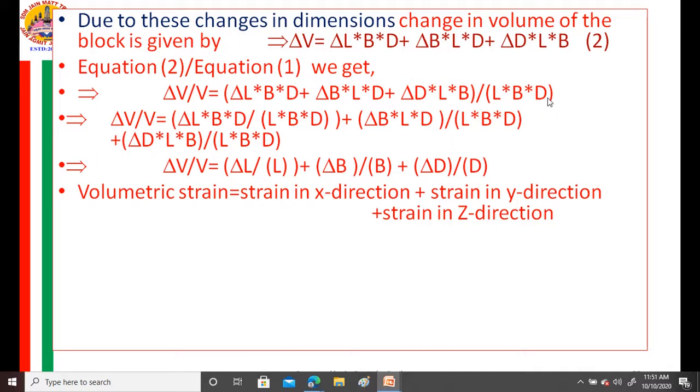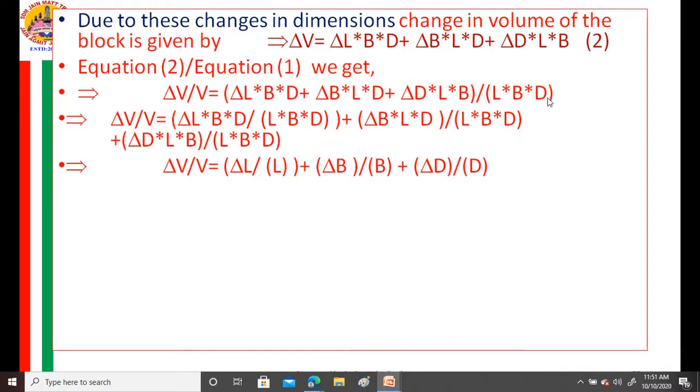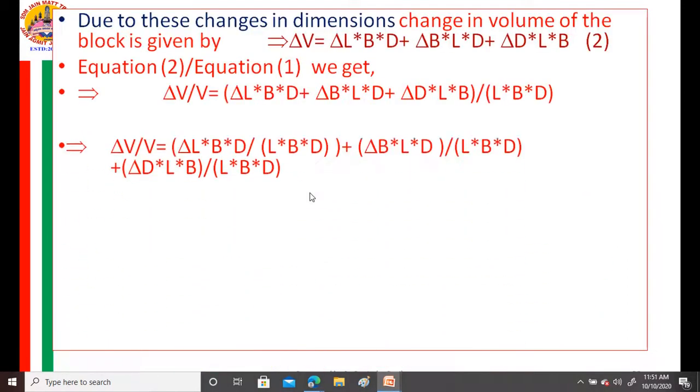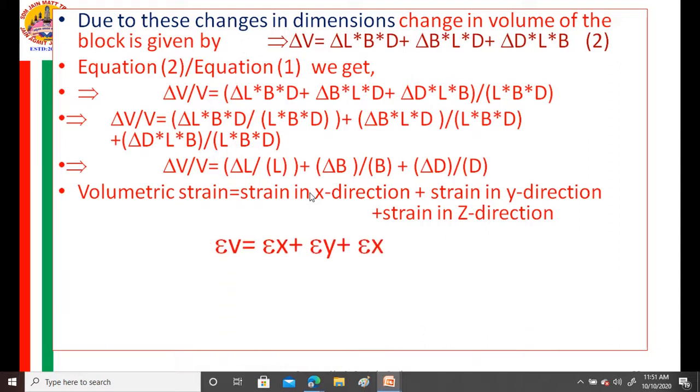Second term, go for del L by L. In what direction that L is there, just observe here. L is in this direction. This direction is nothing but the x direction. Therefore, change in the x direction divided by original dimension in the x direction will give you the strain in x direction. That is here, strain in x direction.